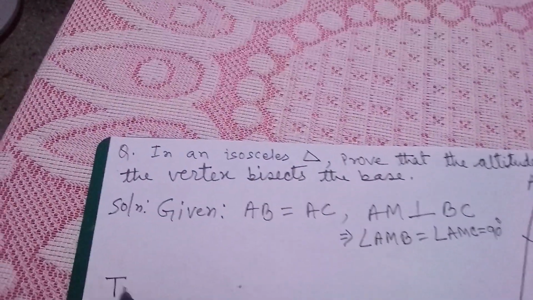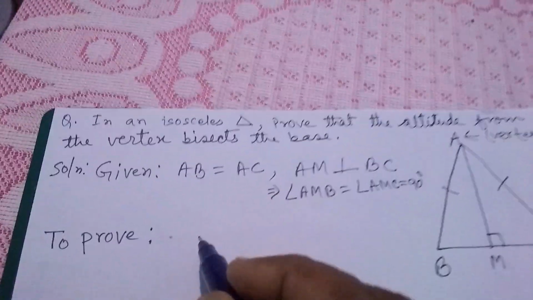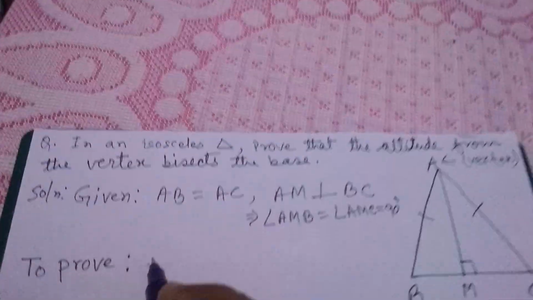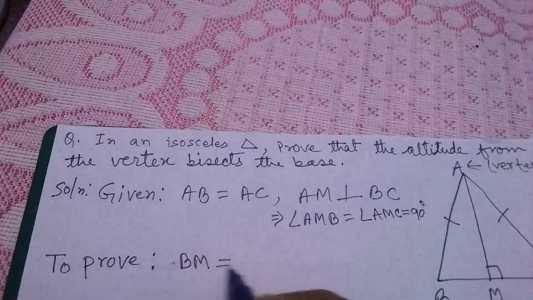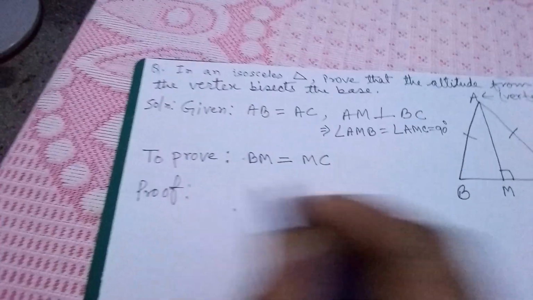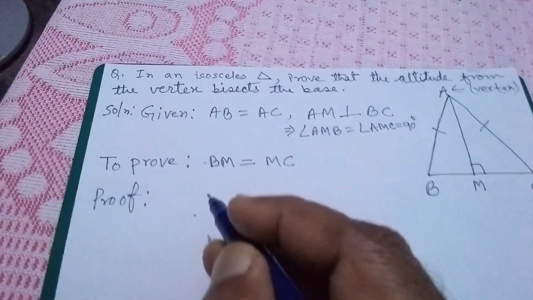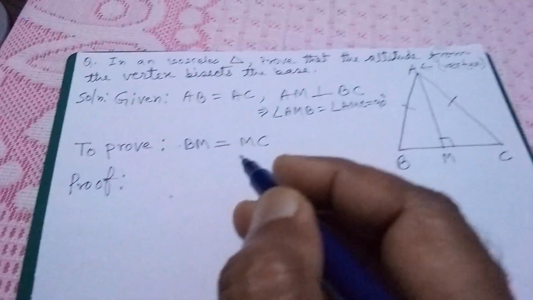After that, the second thing that you have to write is to prove. What do we have to prove? The question is telling us the altitude bisects the base. That means here the base is BC and it is divided into two equal parts, that is BM equals MC. This we have to prove. Okay. Now the third thing that we have to write is proof. Here we are not doing any construction. Otherwise, before the proof we will write construction also when the need arises. But here no requirement is there.